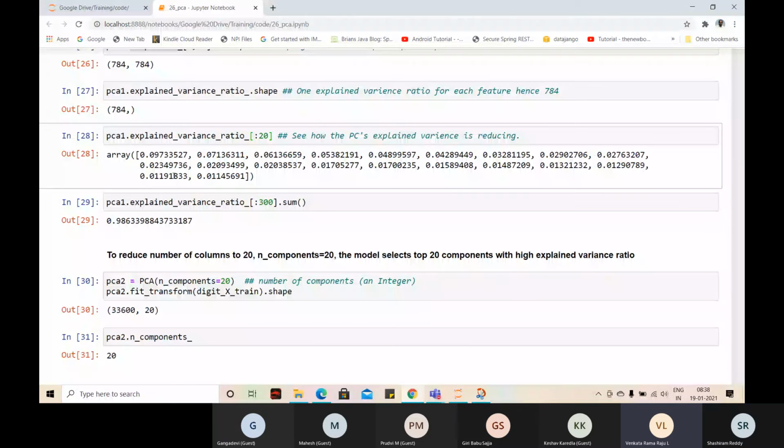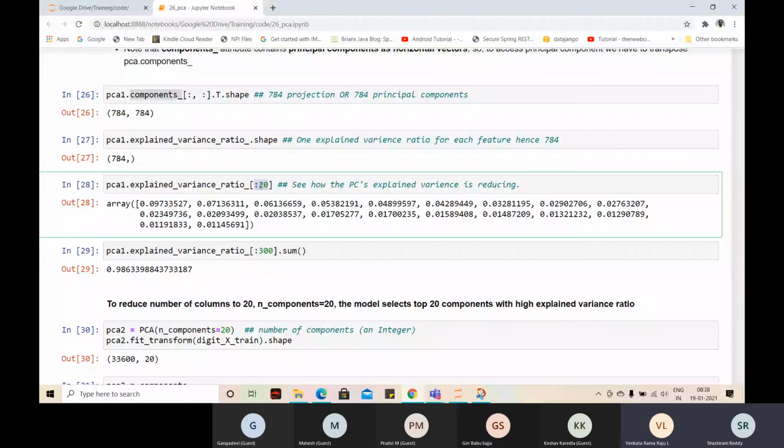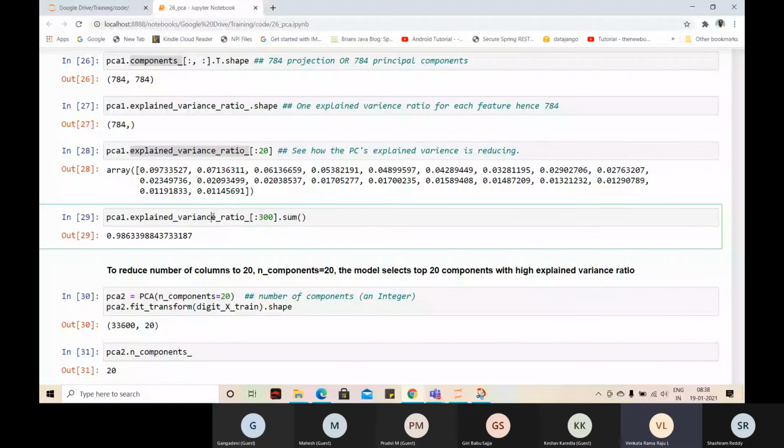I'm actually showing only 20 explained variance ratios or eigenvalues. Let us see how much essence you want to extract. I just took 300 of these eigenvalues and summed them to see what I'm getting here. 0.986, that means 98.6% of the essence can be extracted if you take 300 columns.